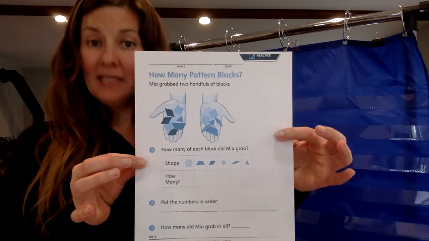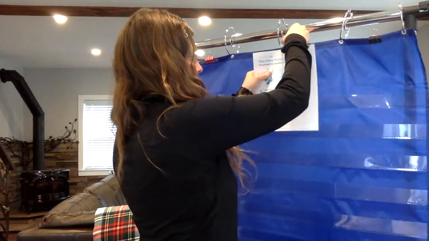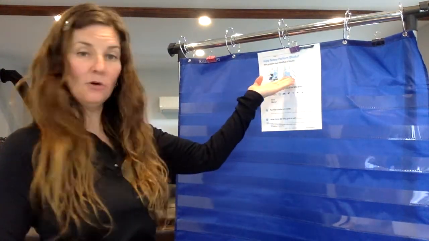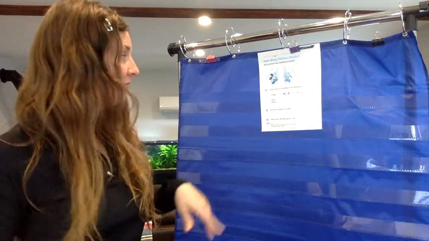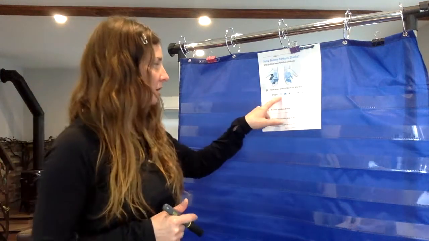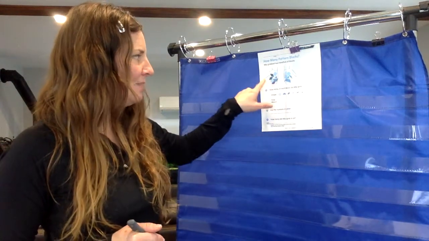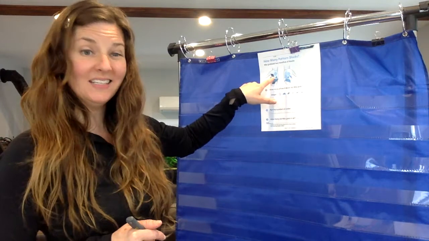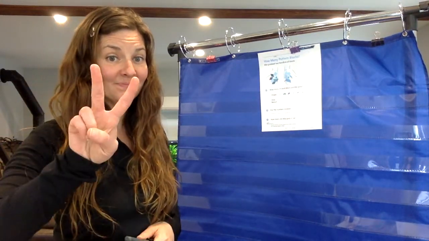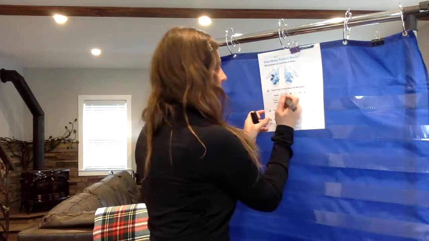Next one is how many pattern blocks. Now, this says Mia grabbed 2 handfuls of pattern blocks. Here's one handful, here's the other. We have to figure out how many of each block Mia grabbed. And then we're going to put them in order. So let's take a look. This is the shape, the hexagon. How many did Mia grab? She has 1 in this hand and 1 in that hand. How many altogether? 2. I'm going to write my 2.